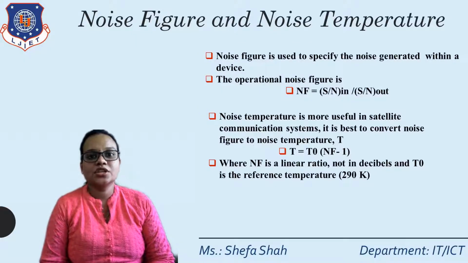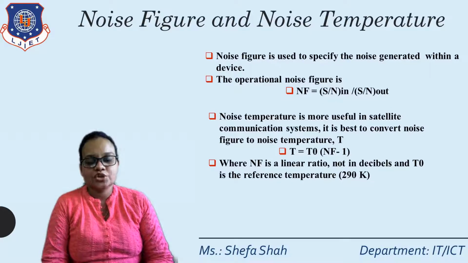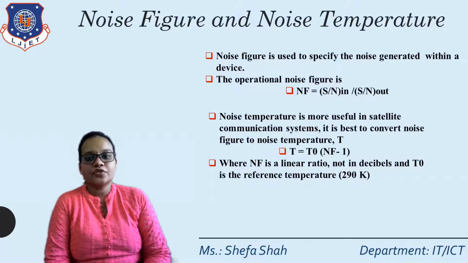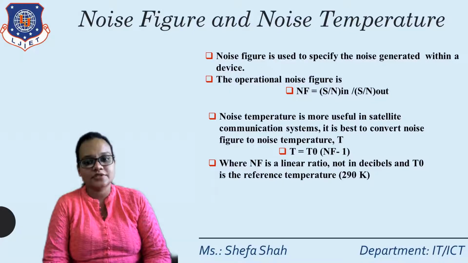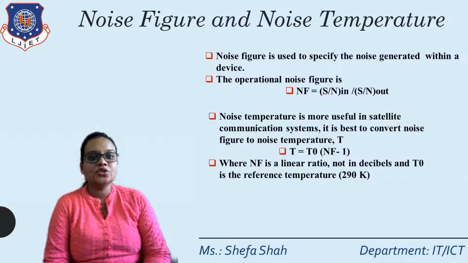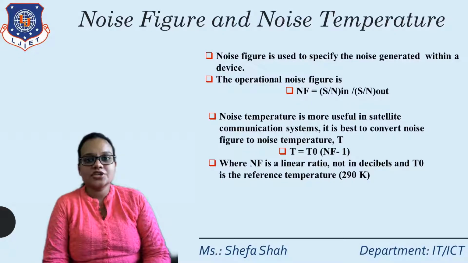Next, the noise figure and noise temperature. What is noise temperature, and what is the noise figure? First of all, noise figure is used to specify the noise generated in the system. The noise figure is defined by the signal to noise ratio at the input divided by the signal to noise ratio at the output. Now, what is signal to noise ratio? It is the ratio of signal power divided by noise power.